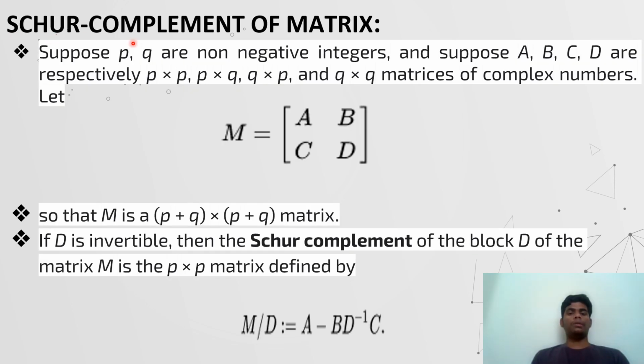What is the Schur complement of a matrix? Suppose p, q are non-negative integers and suppose A, B, C, D are respectively p×p, p×q, q×p and q×q matrices of complex numbers. Let M = [A B; C D], so that M is a (p+q)×(p+q) matrix. If D is invertible, then the Schur complement of the block D of the matrix M is the p×p matrix defined by M/D = A − B D⁻¹ C.